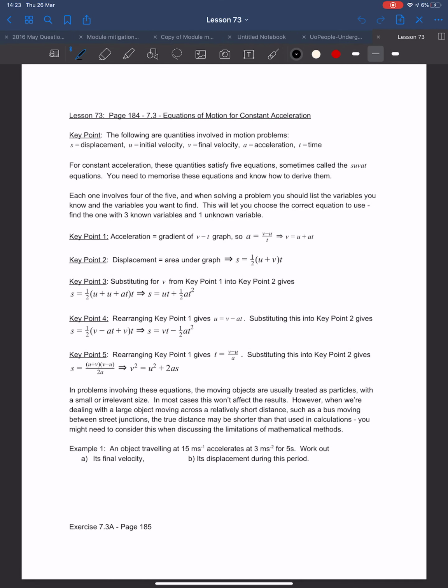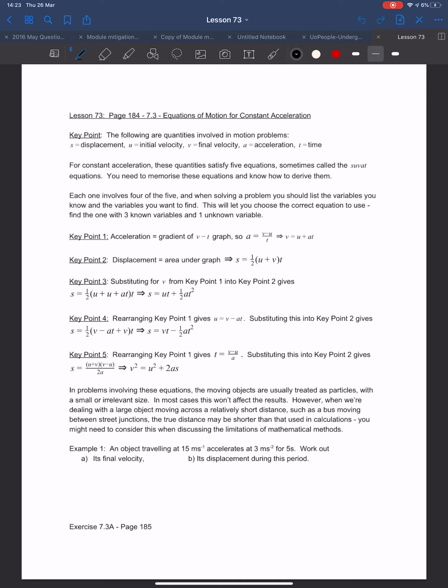Okay, so it's Thursday. I'm going to do 2 lessons today. I'm going to do equations of motion for constant acceleration, which is quite a quick one, and I'm going to do motion with variable acceleration. Okay, so this one's from page 184, section 7.3, equations of motion for constant acceleration.